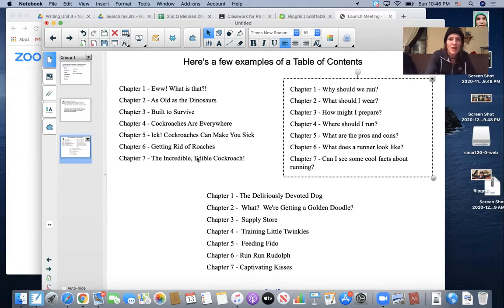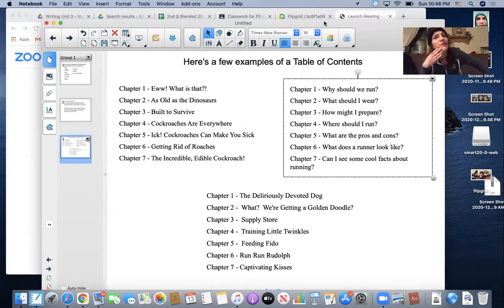So that's one. And then we have this one that I was thinking about doing. I came up with my own little chapter thing. Why should we run? What should I wear? How might I prepare? I did this whole thing with questions. Where should I run? What are the pros and cons? What does a runner look like? Can I see some cool facts about running? Now I came up with 7.